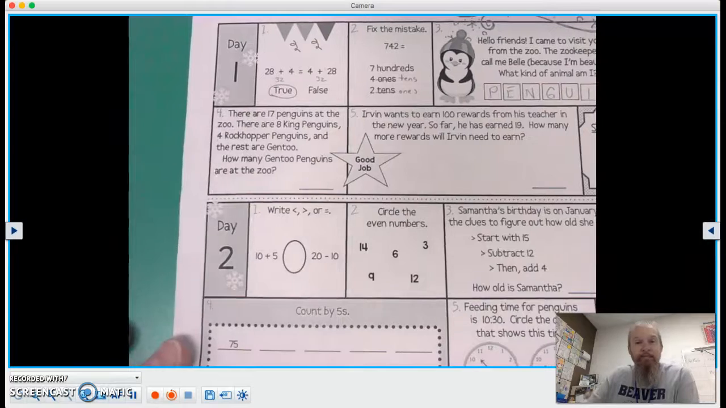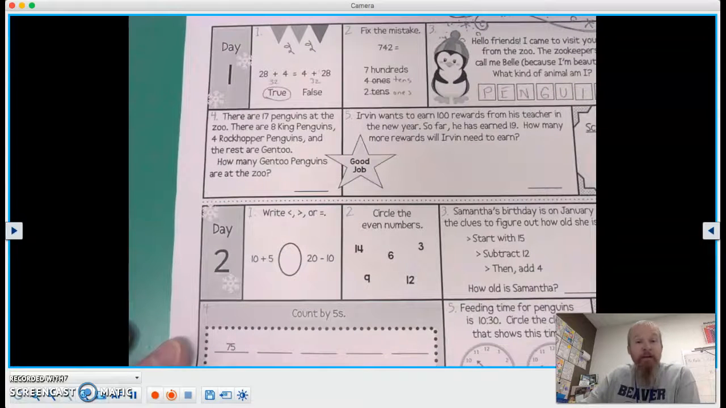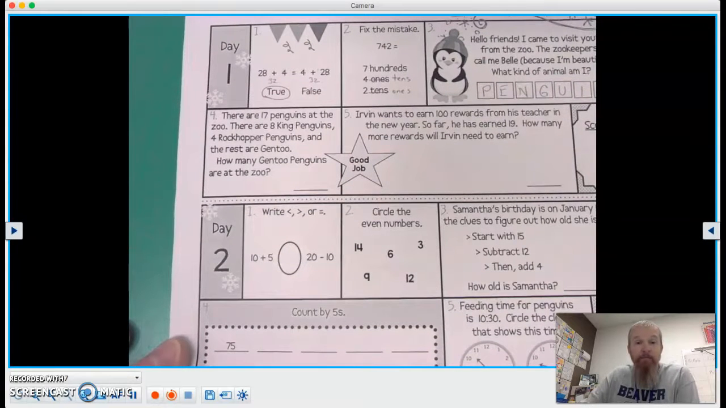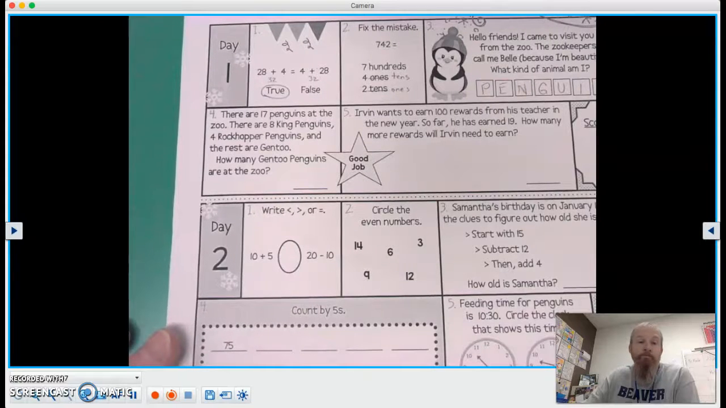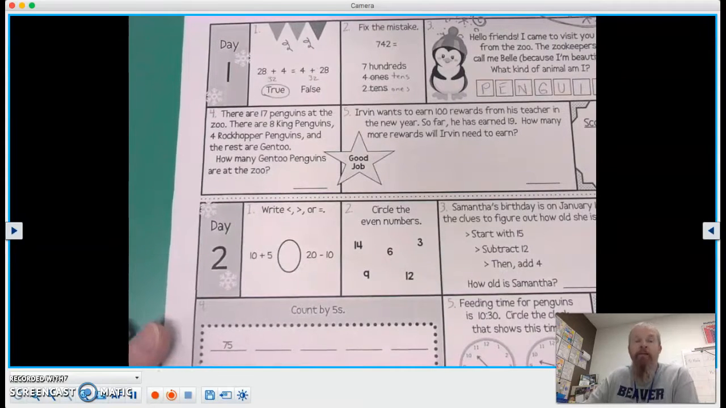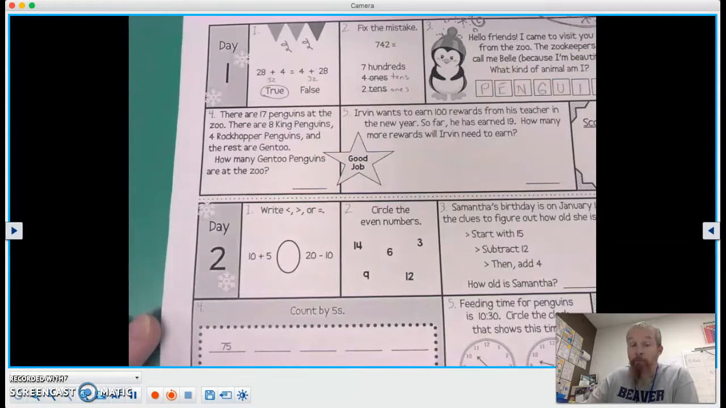Number 4. There are 17 penguins at the zoo. There are 8 king penguins and 4 rockhopper penguins, and the rest are Gentoo. How many Gentoo penguins are at the zoo?